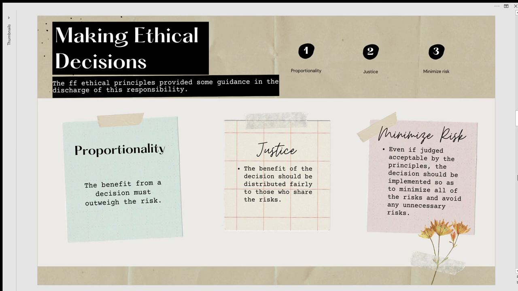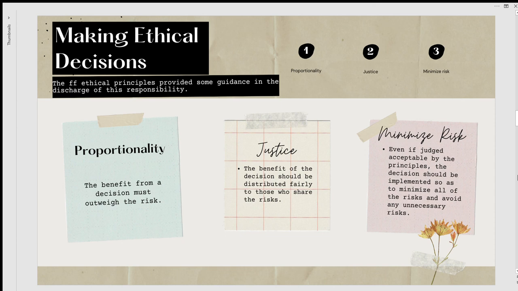So, we have guidelines or guidance for making ethical decisions, and that is proportionality, justice, and minimize risk. So, sa proportionality, the benefit from a decision must outweigh the risk. So, yun nga, yung decision that we will be making should outweigh the harm or risk. Also, dapat wala ding alternative decision na may comparable benefit with less harm.